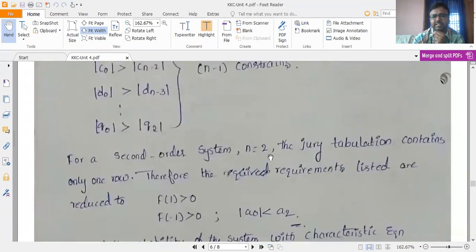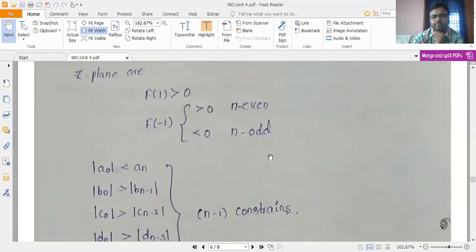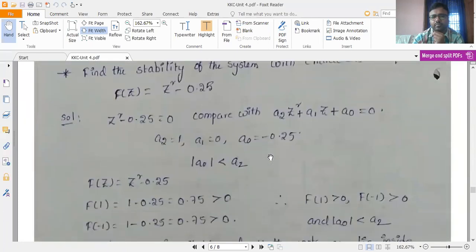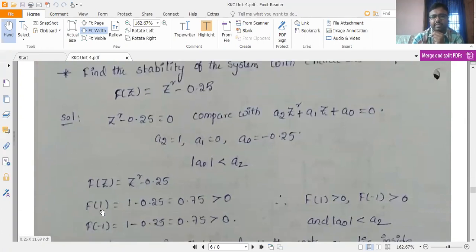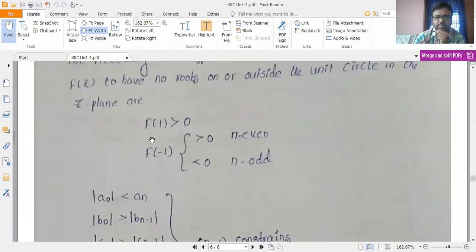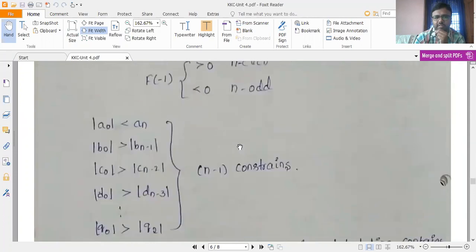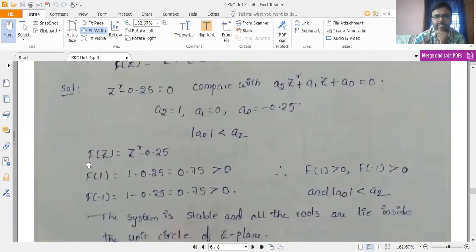So the necessary and sufficient conditions: f of 1 value should be more than 0, and since the order of the equation is also 2, f of minus 1 value should also be greater than 0. The first value is f of 1. This f of 1 should be greater than 0 and f of minus 1 should be greater than 0 for an even order equation. Therefore, for f of 1, substitute z equal to 1.